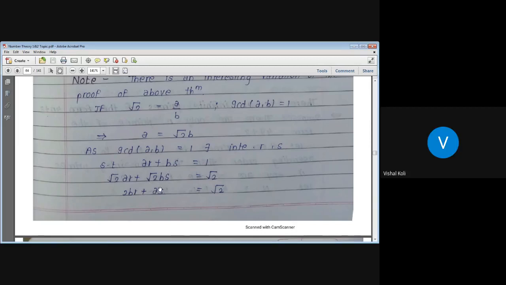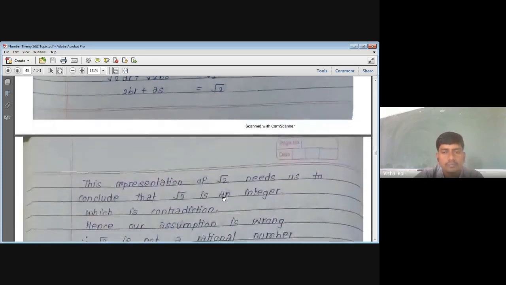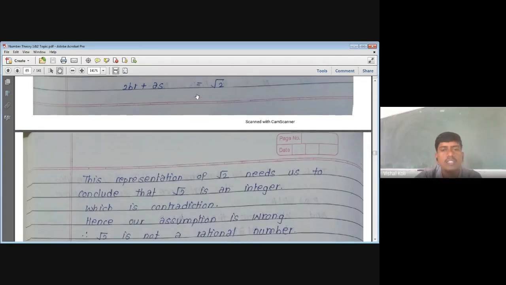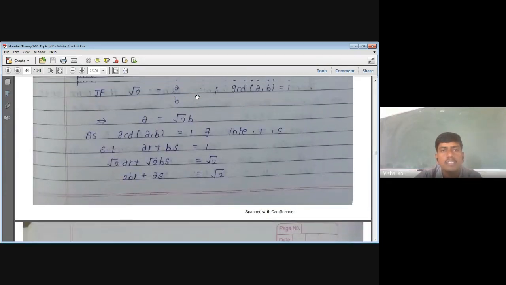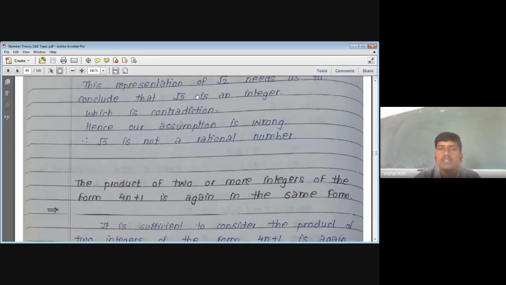Similarly, a and s both are integers. Then the linear combination of these integers must be an integer. Therefore, from this, root 2 must be an integer. This representation of root 2 forces us to conclude that root 2 is an integer, but root 2 is not an integer. This is a contradiction to our assumption that root 2 is a rational number. Hence, root 2 is not a rational number. Therefore, by using this method also, we can prove that root 2 is not a rational number.